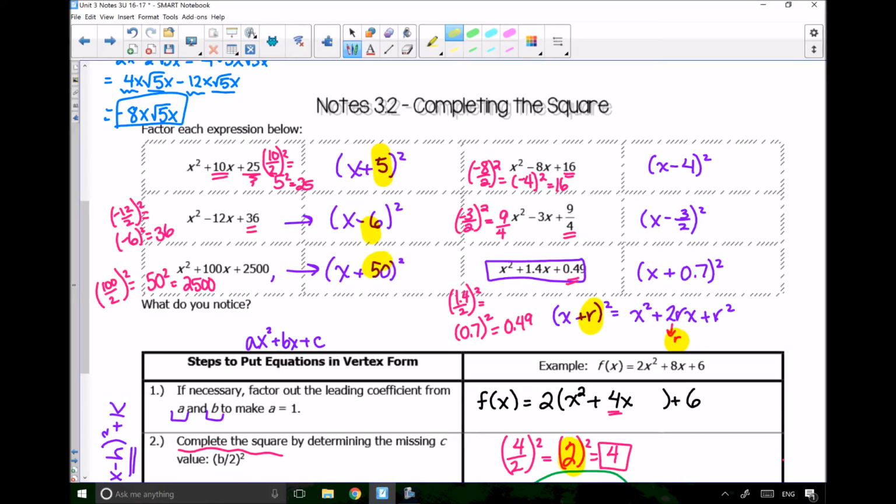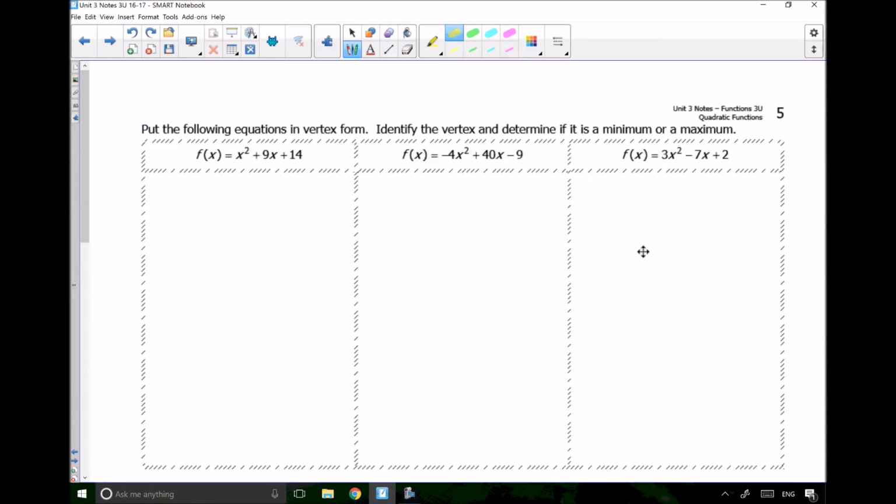100 divided by 2 is 50. Negative 8 divided by 2 is negative 4. Negative 3 divided by 2 is negative 3 over 2. And then 1.4 divided by 2 is this 0.7 that we have here. So that's going to really help us out when we get to the point where we want to factor this quickly. So it says to put the following equations in vertex form.